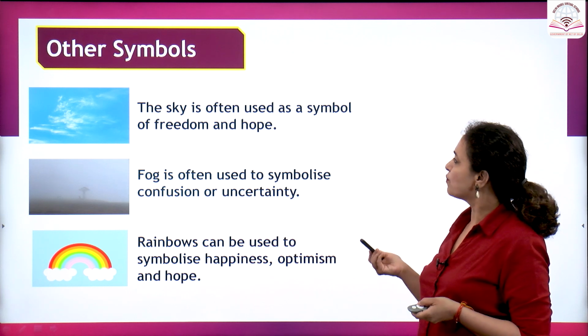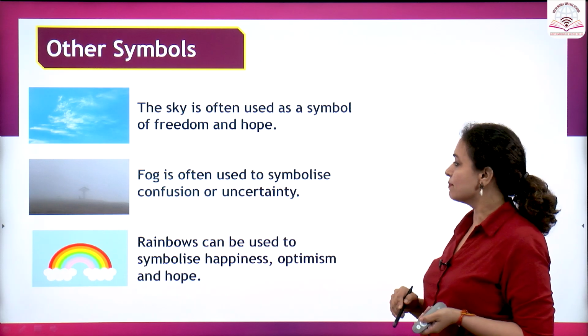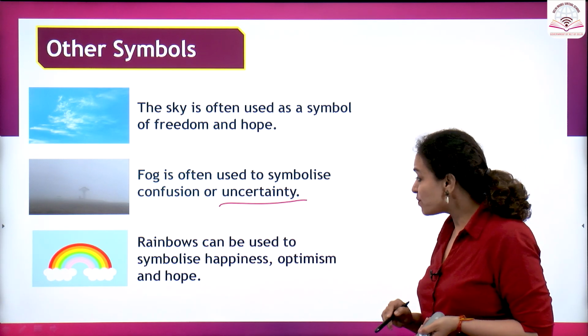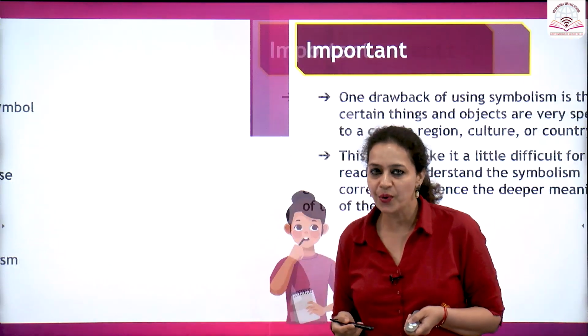The sky is often used as a symbol of freedom and hope. Fog is often used to symbolize confusion or uncertainty. And rainbows can be used to symbolize happiness, optimism and hope.